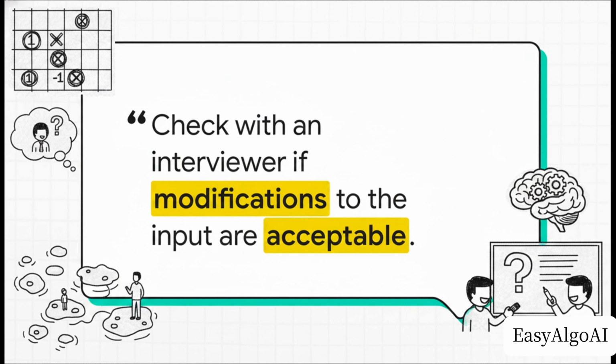Notice how our strategy modifies the input matrix by changing 1s to -1s? Well, in the real world, mutating input data like that can sometimes cause totally unexpected bugs in other parts of a system. So before you start coding this highly efficient solution, just pause and ask the interviewer, hey, are modifications to the input acceptable? I'm telling you, asking that one simple question shows incredible professional maturity and situational awareness. They love to see it.